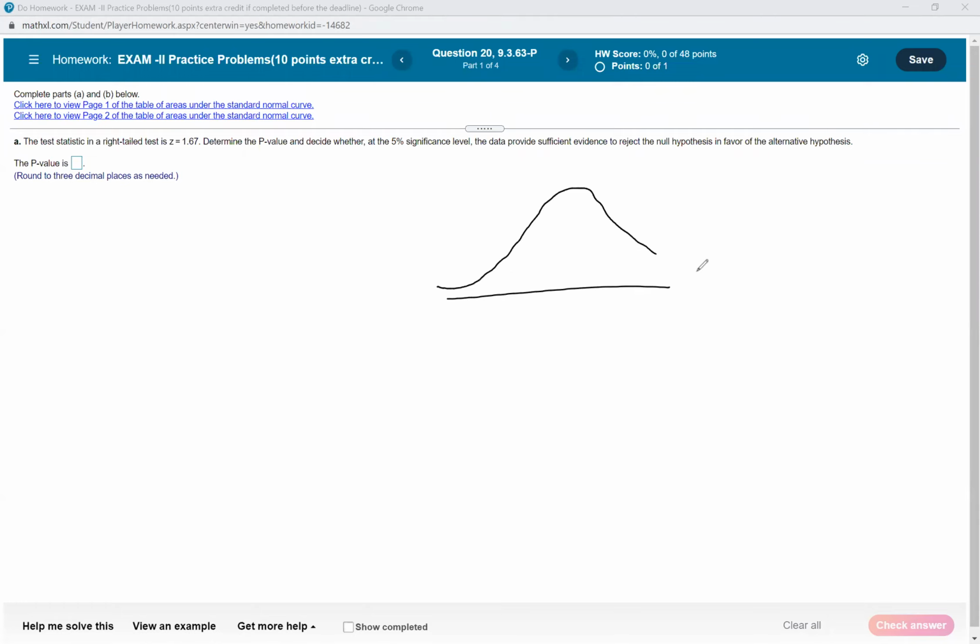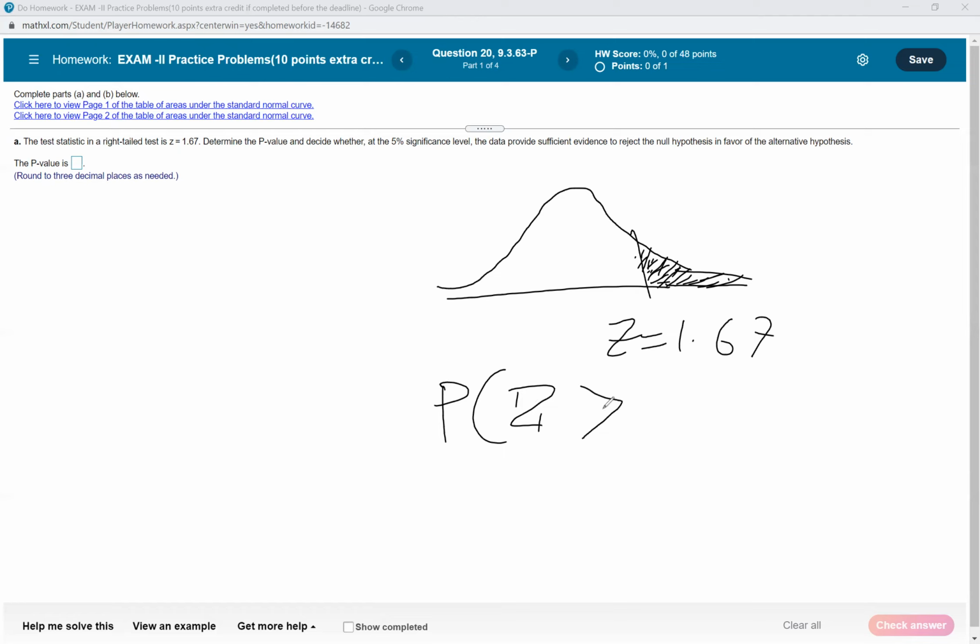So if we draw the normal curve, and our test statistic is z equals 1.67. So this is our test statistic, which is 1.67. So we have to find the p-value. So this area is the p-value. For a right tail test, the area on the right side of the test statistic is the p-value. So that means actually we have to find the probability of z greater than 1.67.